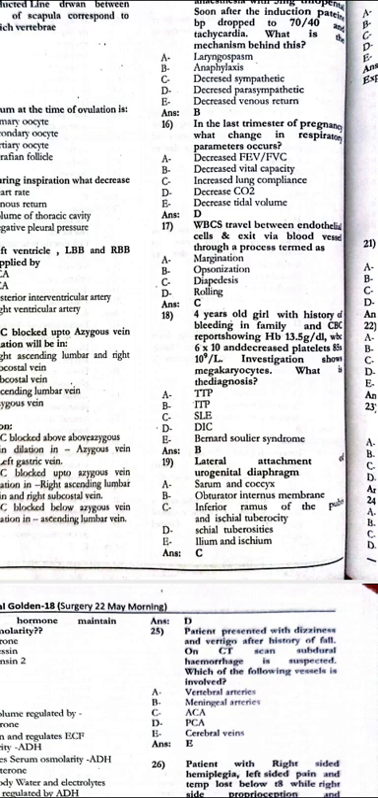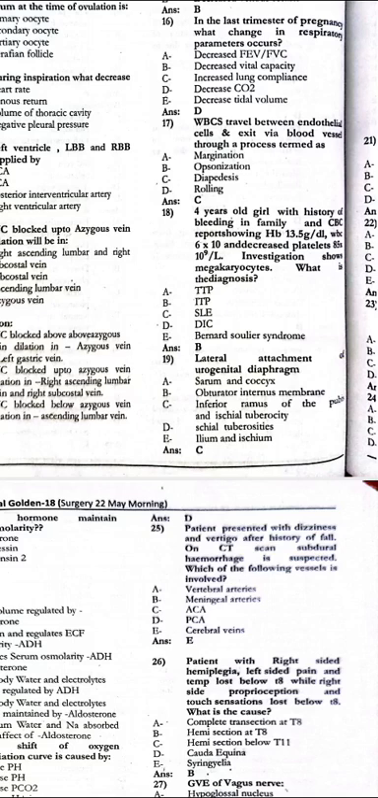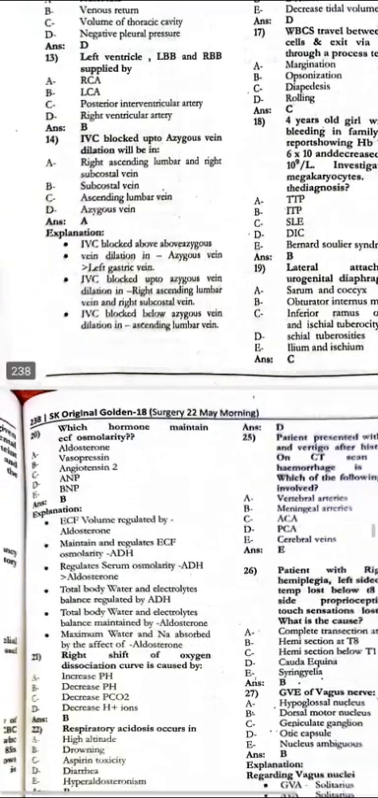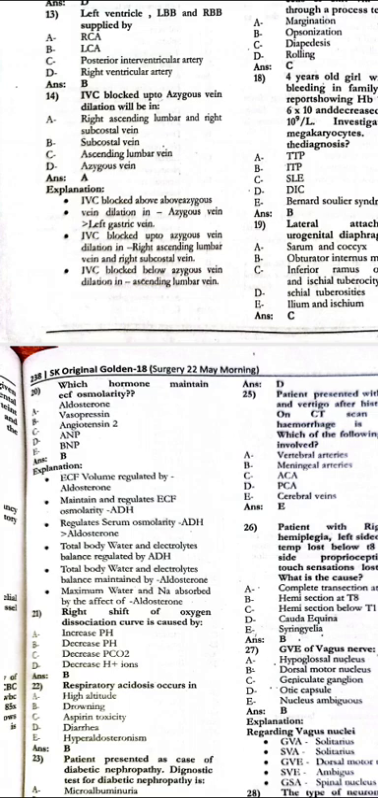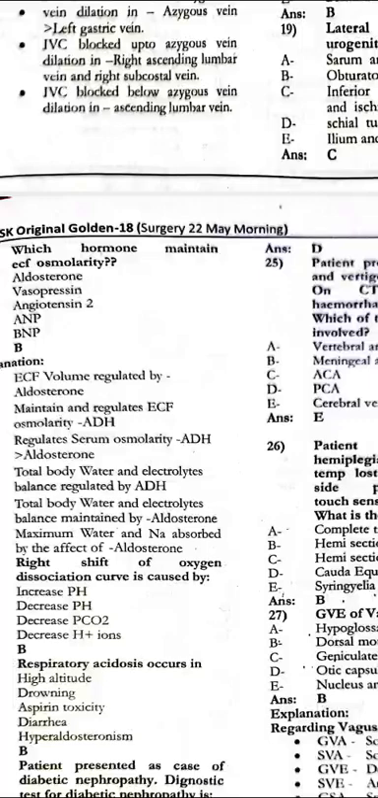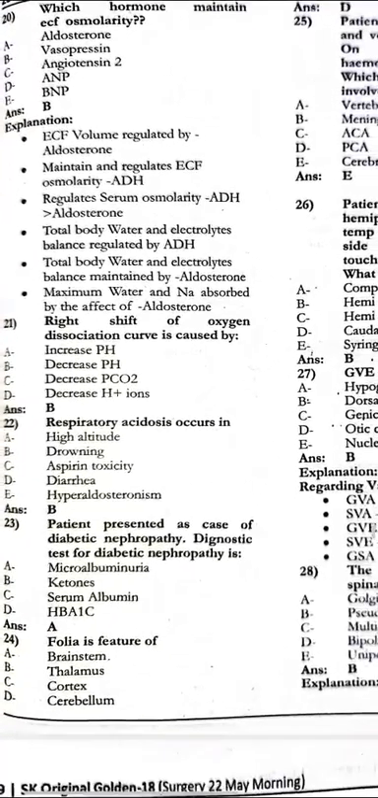A 4-year-old girl with a family history of bleeding has a CBC showing HB 13.5, TLC 6, and platelets 85. Next, investigations show macrocytes. The diagnosis would definitely be ITP. The lateral attachment of the urogenital diaphragm is the inferior ramus of the pubis and the ischial tuberosity. Question 20: which hormone maintains the ECF osmolarity? That is vasopressin. Next, the right shift of the oxygen dissociation curve is caused by decreased pH.